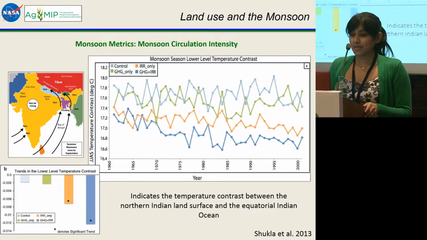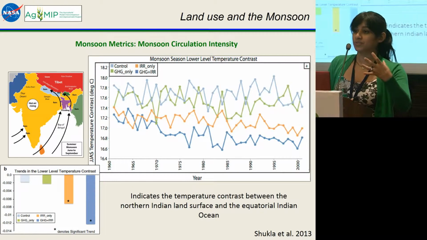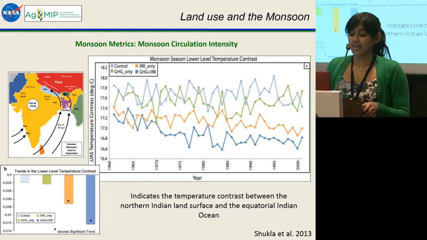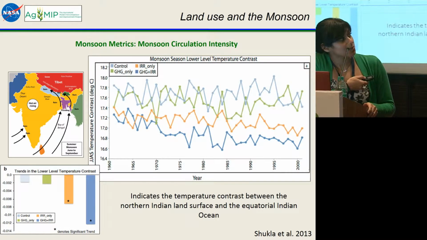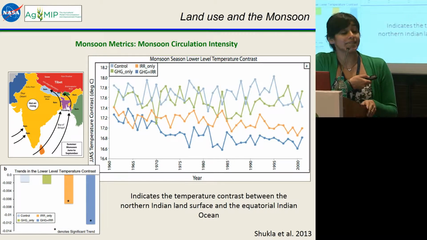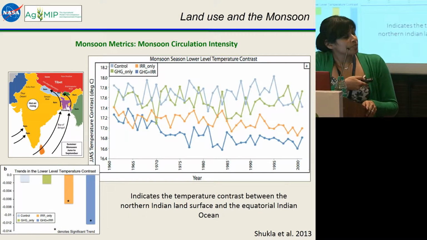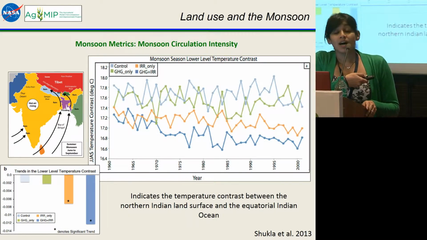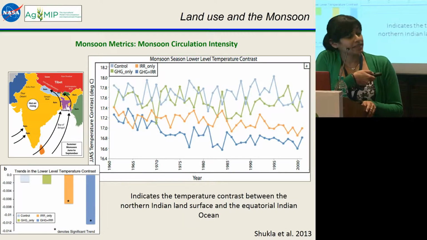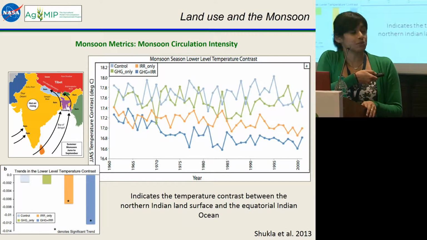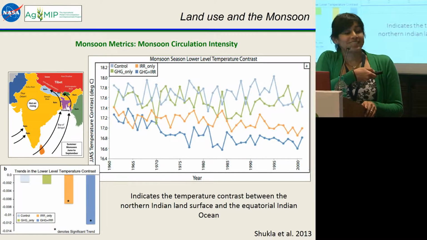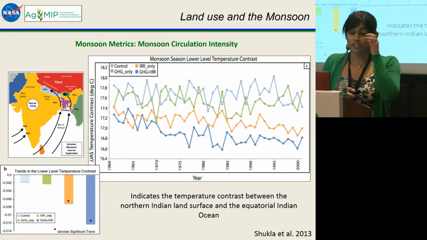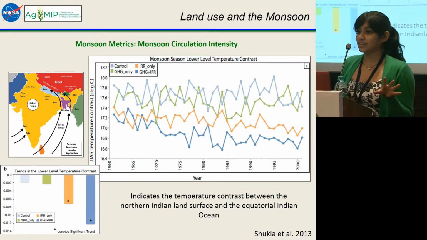Now, we can tease out some of the major components of the monsoon circulation that we're interested in. One of the driving components of the strength of the monsoon is the temperature contrast between the northern Indian continent, which is heavily irrigated, and the equatorial Indian Ocean. So what you're looking at on the plot are 4 simulations that we ran. The temperature contrast, the difference between the continent and the ocean, is on the y-axis, and you see the time series here. The gray and the green series indicate our control simulations, those that did not have irrigation.